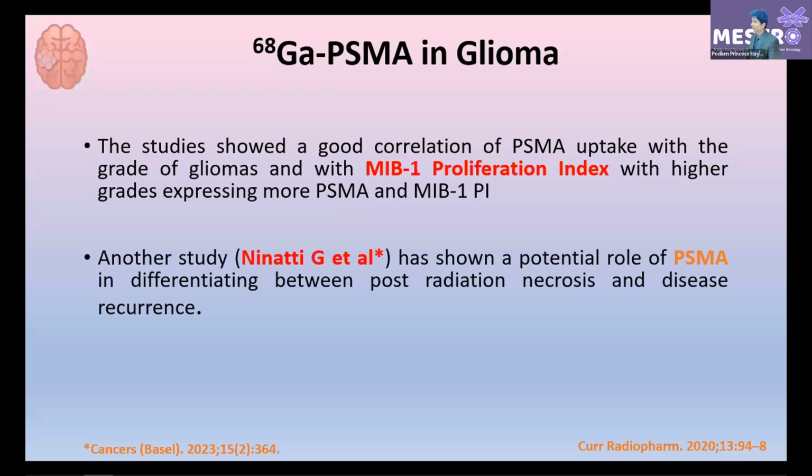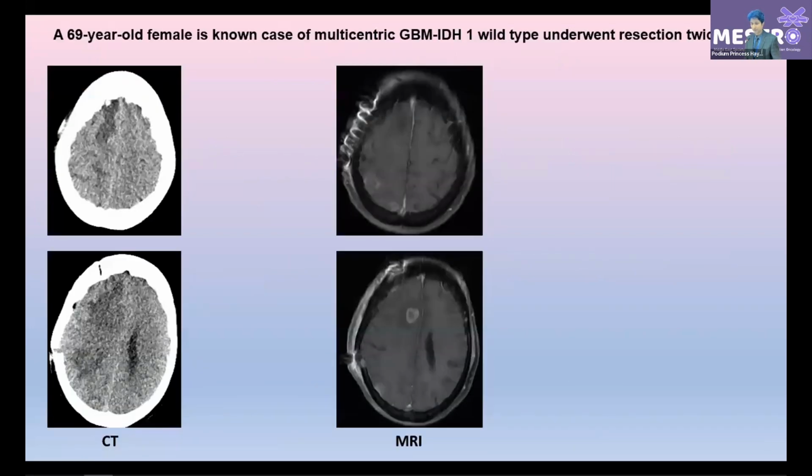This PSMA uptake correlates with the tumor grade and proliferative index. A high proliferative index has a high uptake in gliomas. There are certain trials showing that PSMA has a good role in differentiating between radiation necrosis and active tumors. This is a case from our center, a 69-year-old with IDH wild-type GBM who underwent resection.